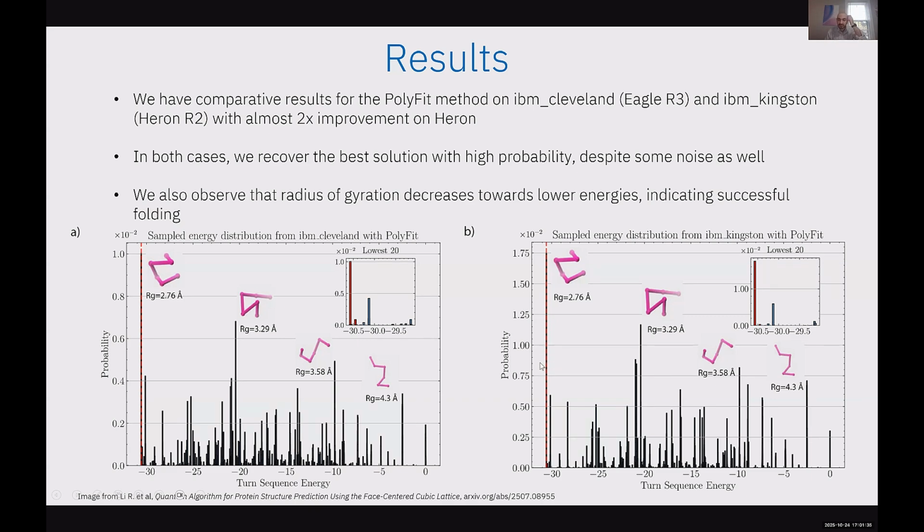And another interesting observation is we had these peaks, which had higher energies, but we still sampled them with high probabilities. We wanted to see if they are important. And when we computed the radius of gyration, this is one peak, this is another peak, and this is another peak, we wanted to see the structures that correspond to these peaks and compute their radius of gyration.